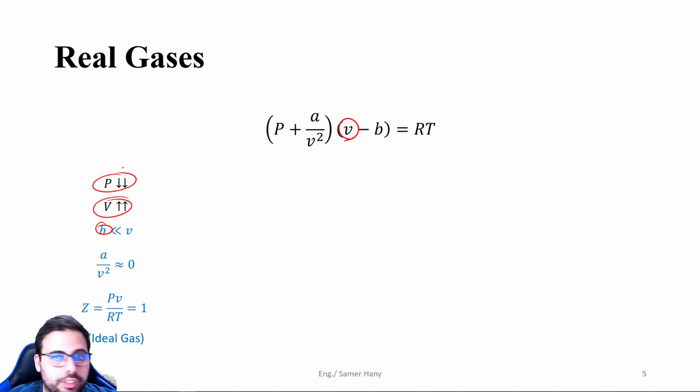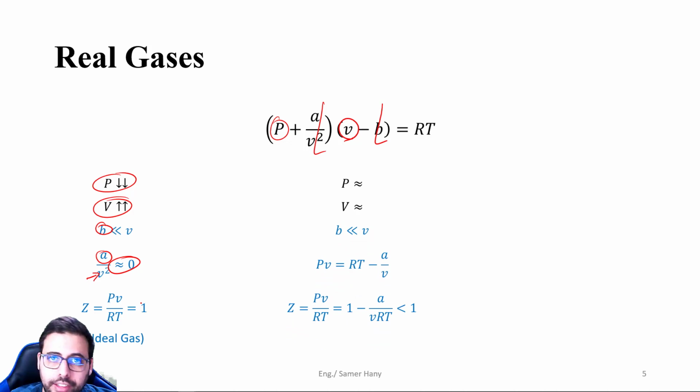And since the volume is very large, this constant A over V squared is a large value, and it's also squared, so it's very large in the denominator, which makes the term very, very close to 0. So it can be neglected with respect to the pressure in here. Okay, so we can neglect this term, and we're left with an ideal gas, or an approximation of the ideal gas.